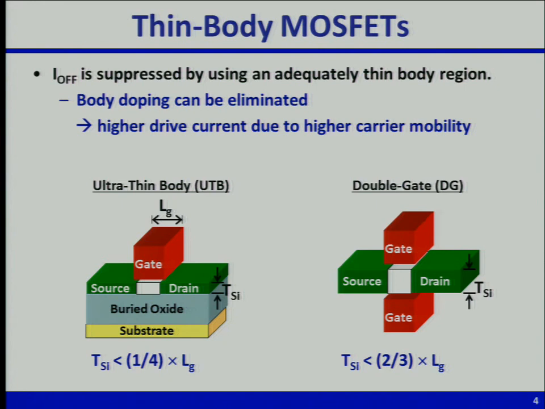30? 10? You think it's 10? Okay, so let's say it's 10. Let's say we'd like to scale the gate length down to 10 nanometers. How thick does that mean that the body must be to suppress leakage?